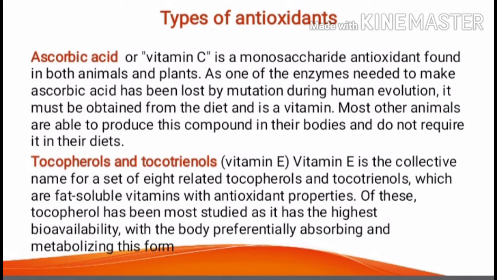As you already know, it is also called vitamin C. It is a monosaccharide antioxidant which is found in both animals and plants. As one of the enzymes needed to make ascorbic acid has been lost by mutation during human evolution, it must be obtained from the diet and is a vitamin. Most other animals are able to produce this compound in their bodies and do not require it in their diet.